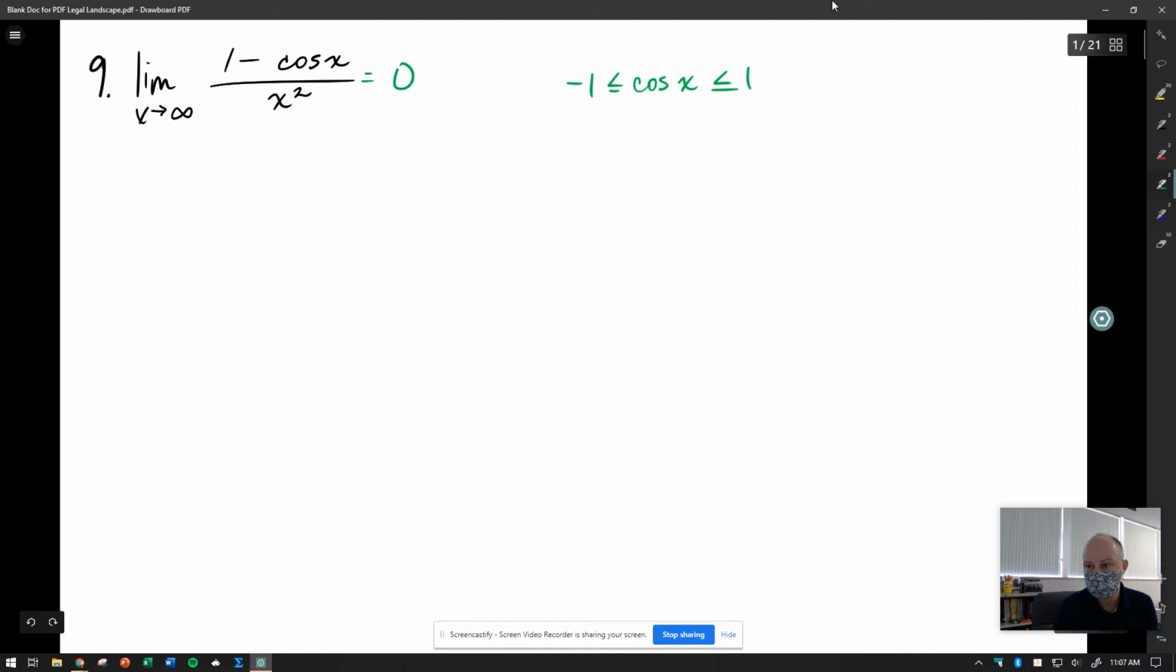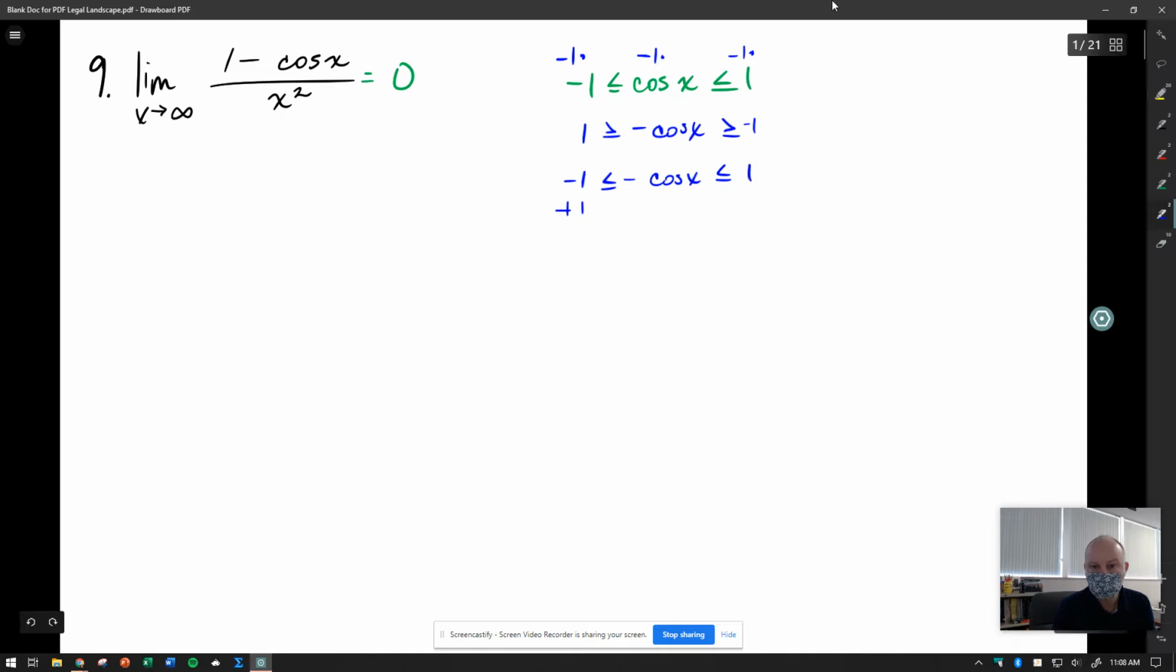So the first thing we'd want to do then is multiply everything by -1. So -1 times, -1 times, -1 times. That's going to be 1. We multiply by a negative, so obviously the inequalities flip. And then this becomes -1 over here. Let's rewrite that inequality so that -1 is less than negative cosine x, which is less than or equal to 1.